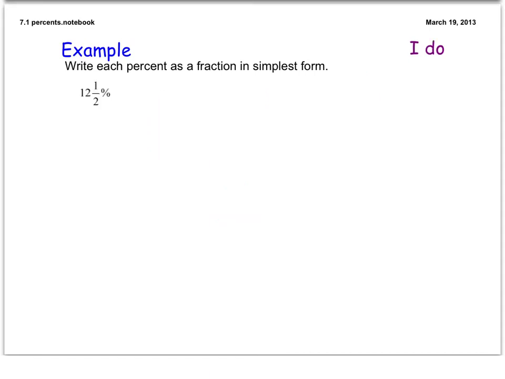Okay, so now here's another I do. This is 12.5%. Percent means per 100. So this is going to be 12.5 over 100. Okay, so now I have 12.5 over 100. Now you can't give me my final answer with a decimal in a fraction. So how do I make this into a fraction in simplest form? Well, I can rewrite this as 12.5 divided by 100.